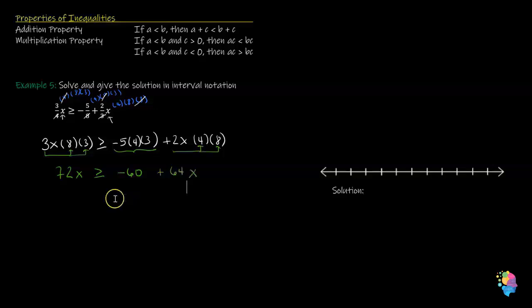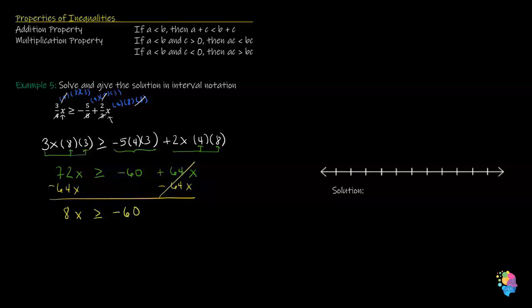The next step, I want to get all those x's on the left side, so I'm going to move this 64x to the left side by subtracting. So I'm going to do minus 64x, minus 64x. On the left side, 72 minus 64 will be 8. Bring the x, bring the inequality, bring the minus 60, and then of course the 64 minus 64 will go to 0. One last step, I still don't have my x alone.